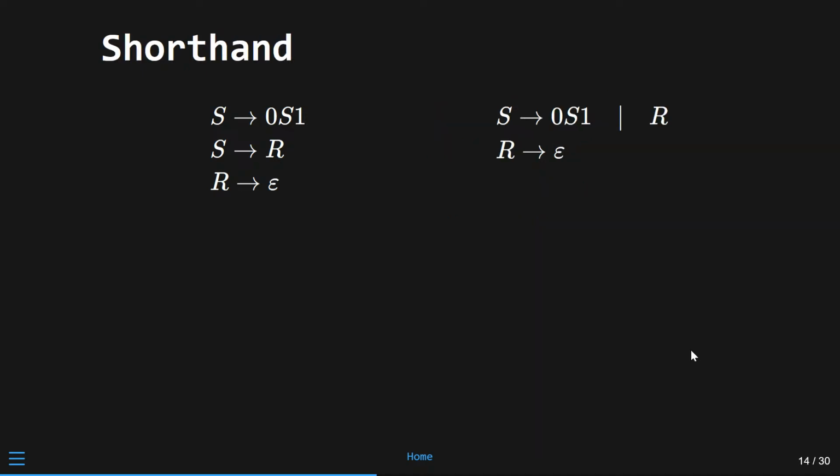We can use some shorthand. This is, I think, in my view, a helpful shorthand. Instead of writing S twice, we can use an OR. S becomes either 0S1, or R.